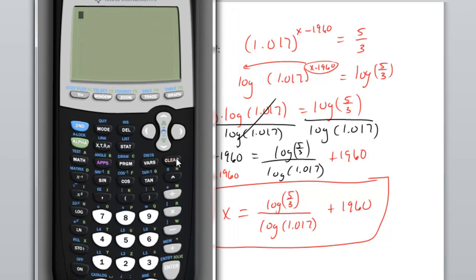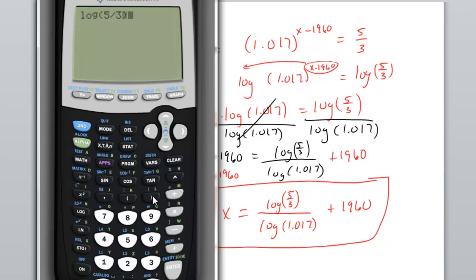Alright, so I am going to put the numerator in and divide it by the denominator and then evaluate that, add 1960. So we have the log base 10 of 5/3, okay, there's the first part, divided by the log of 1.017. And then I could just add 1960, but I'm going to hit enter first and then add 1960. Alright, so 1990.